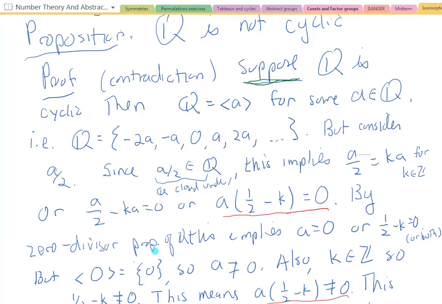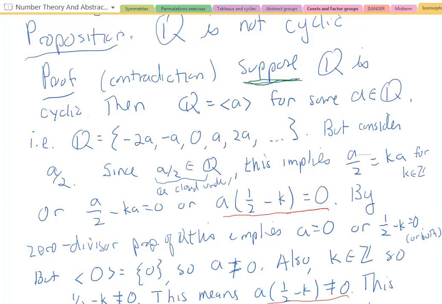Well, if A was 0, then the angle brackets of A would be angle brackets of 0. But angle brackets of 0 is just the set {0}, because all integer multiples of 0 are just 0. So A cannot be 0, because otherwise A would not generate all of Q. Also, K is an integer, so 1/2 minus K is not 0. That would mean that K equals 1/2. This means that A times (1/2 minus K) is not equal to 0.